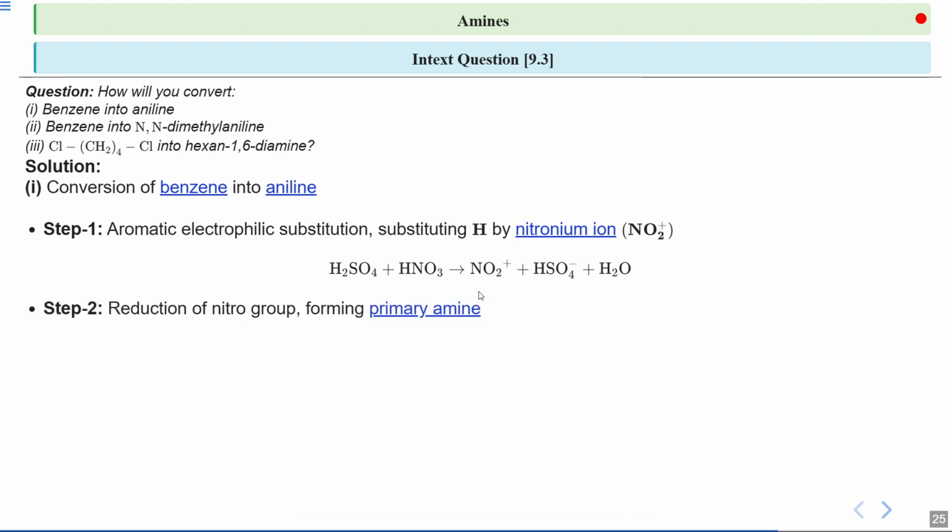In step 2, after introducing the nitro group, the next step is reduction. We reduce the NO2 group to an amino group, NH2, which gives us aniline. So if you see over here, we have benzene. When you treat it with HNO3 in the presence of H2SO4, this is a nitration step, which is an aromatic electrophilic substitution, and a NO2 group gets attached to this benzene ring. So we get nitrobenzene.